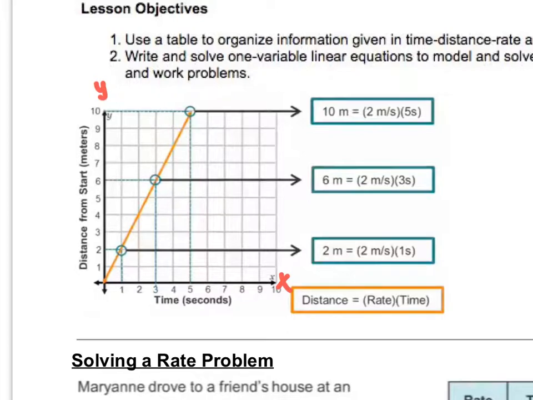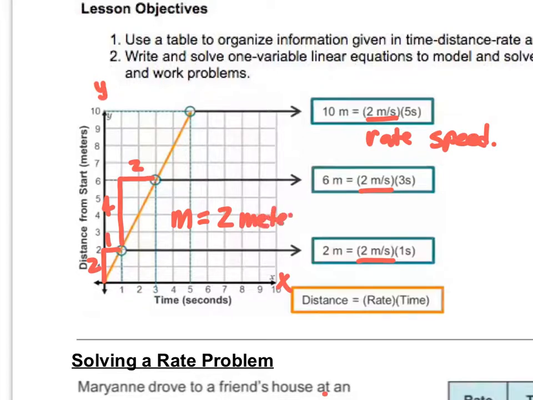Now, the reality is that I didn't mention one thing, and that's this 2 meters per second. That is your rate, the speed at which you're traveling. It's also a rate of change. If I were to model the slope of any of these lines, it's 2 over 1, this is 4 over 2. With 2 over 1 and 4 over 2, your slope m is equal to 2, and that's 2 meters per 1 second.